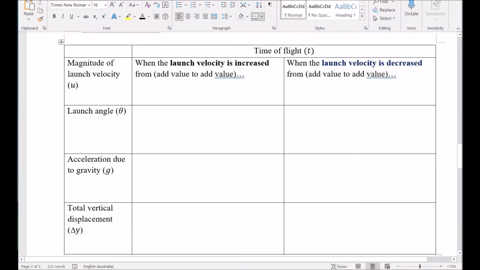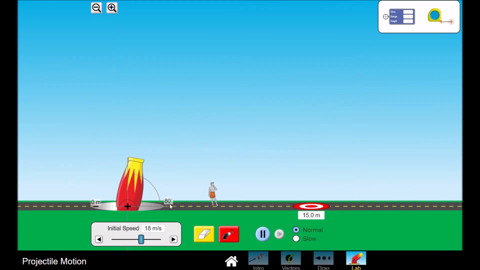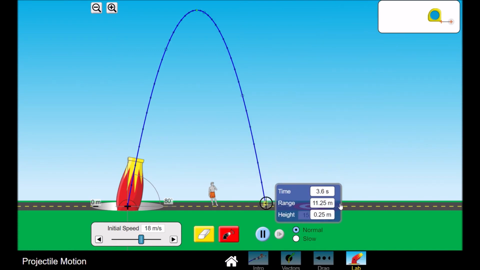Okay, so the first thing, it doesn't really matter which angle we use at the start here. Let's just start with 80. We have an initial speed of 18 meters per second. Launch that. The total trip time is 3.61 seconds. Okay, so that's just our standard launch at the start. What we'll do now is change the speed. We'll decrease it to, let's say, 10 meters per second.